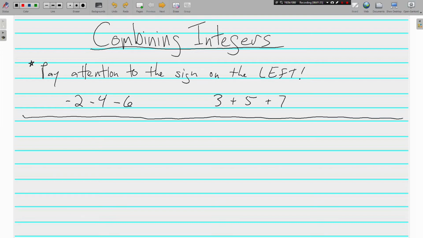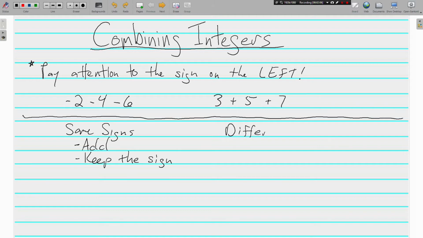Now our rules for combining. Whenever we are combining things that have the same signs, we're going to add those values, and we're going to keep the sign that we're working with. Add, keep the sign. Same signs, add, keep the sign.